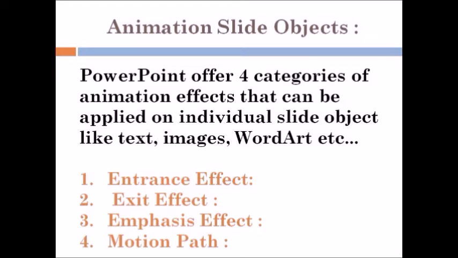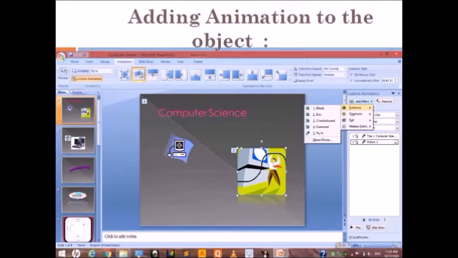So let's learn it. Look here, the entrance, emphasis, exit and the motion path. These four categories of animation effects. The entrance effects are used to introduce the object on the slide. Then the exit effect is used to remove the object from the current slide during the slideshow.